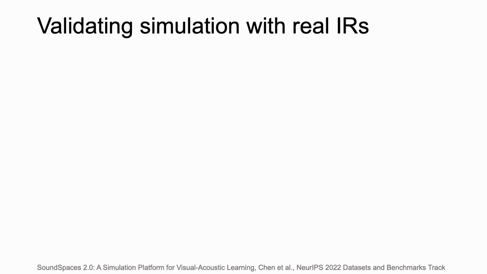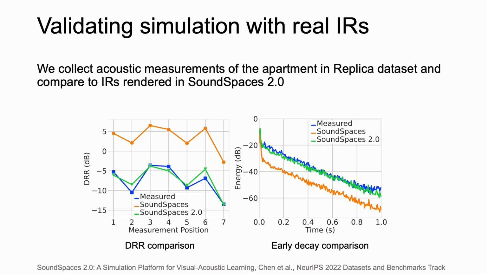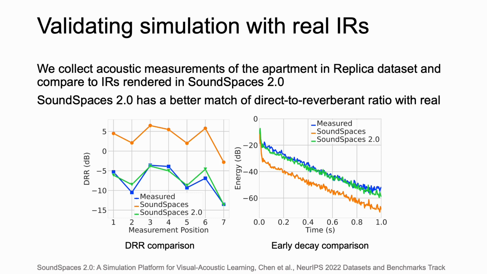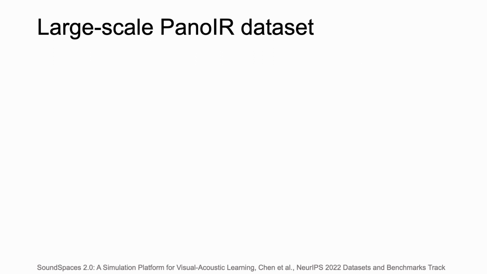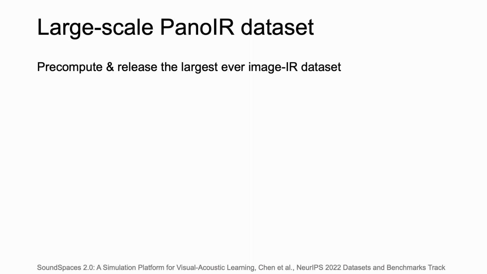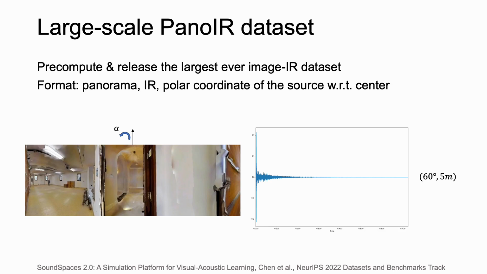To validate the simulation with real IRs, we collect acoustic measurements of the apartment in Replica dataset and compare to IRs rendered in SoundSpaces 2.0. And in the plots below, we show that SoundSpaces 2.0 has a better match of direct-to-reverberant ratio with real compared to SoundSpaces 1. To prepare a ready-to-use dataset for visual acoustic research, we pre-compute and release the largest ever image IR dataset in the format of panorama, IR, and polar coordinates, and below is one example.